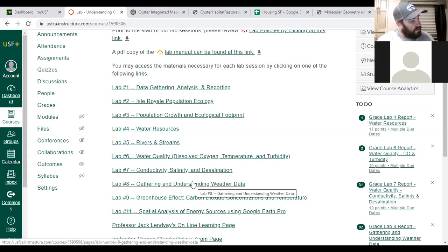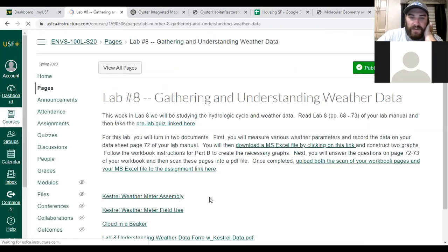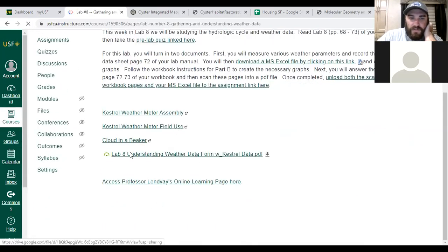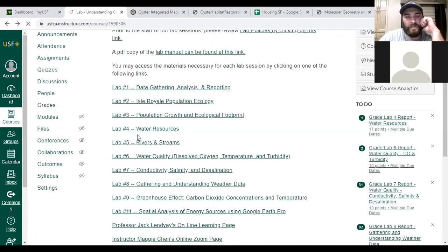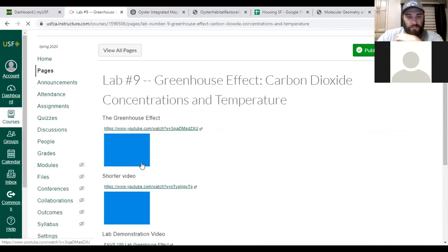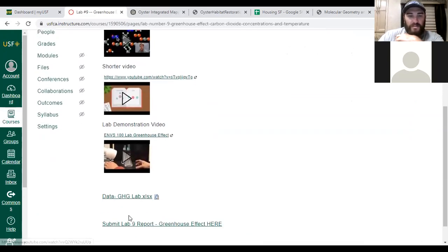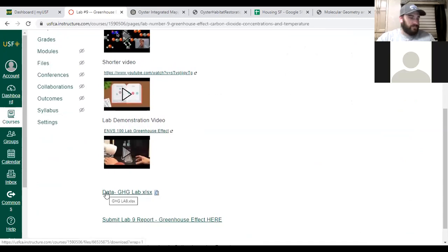So what you'll be turning in, I'll go over this again later, but the deliverables for this lab is going to be scans of pages 77 through 79, and then you're going to have 1 Excel graph, and you'll be able to find all of that right here. Oh wait, no, hold on. Lab 9, not Lab 8. So it'll be these 3 videos, and then here's where you'll get your data sheet.